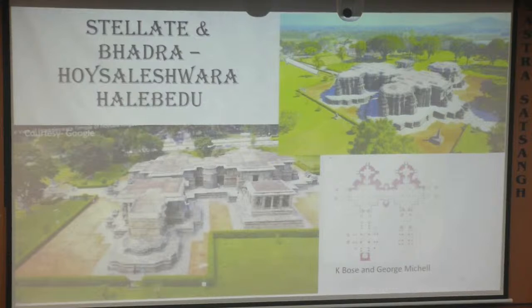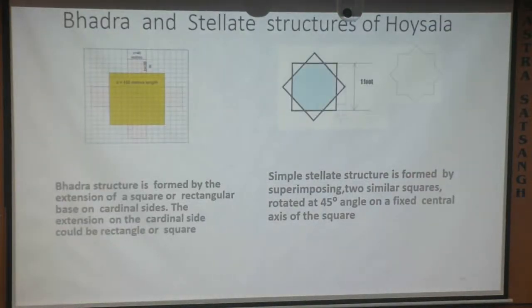Let's get a little deeper into it. Now, in this case, a Bhadra structure is formed by the extension of a square. You can see a yellow square, and it's extended further on all 4 sides. So normally in this Hoysala temple, on the extended side, you have certain kuta, or what they call a shrine, and it's all connected by a common area. On the other side, you have what we call a stellate, a simple stellate structure. You can have complicated stars also.